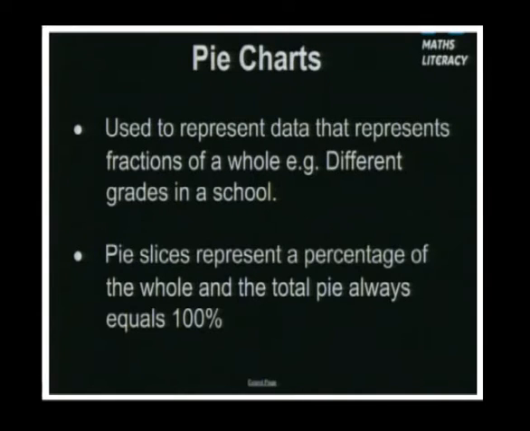Thirdly, there are the pie charts. Again, I find that many of the students are often confused as to which chart they have to use when they're asked to represent data. This one is used to represent data that represents fractions of a whole. For example, the different grades in a school. If you know that a school has 350 students and there are 5 grades, you can ask, well, how many people are in each grade? The number of people in each grade will always be less than the total. That stands to reason.